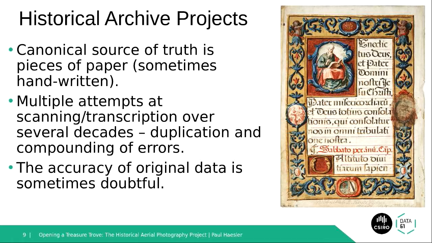With these historical projects, the canonical source of truth is ultimately pieces of paper, often handwritten. The handwriting is usually fairly neat, but styles of handwriting have changed a lot over the last 100 years, and some of that early handwriting can be very difficult for modern eyes to decipher unless you are used to reading handwriting of that age. There's often been multiple attempts at scanning and transcription over the decades. In theory, that should make our life easier. In practice, some of that scanning and transcription was not really done in a very well-informed way.